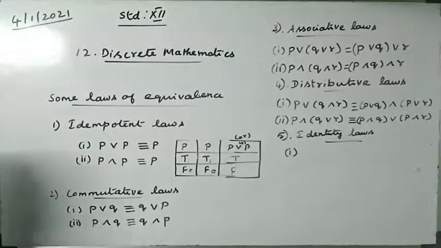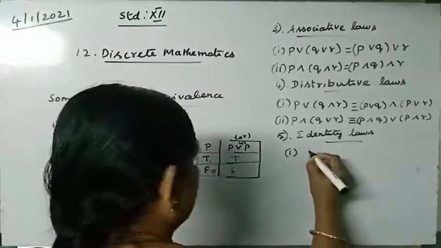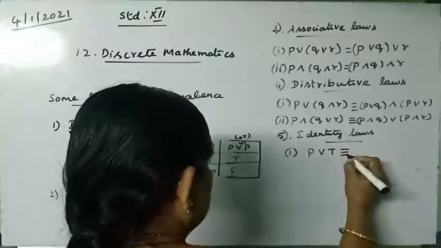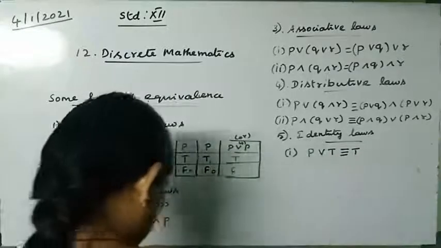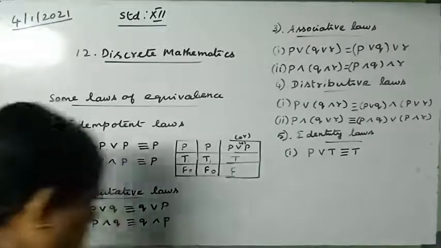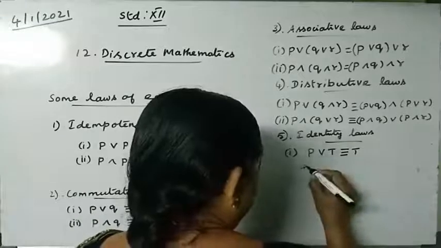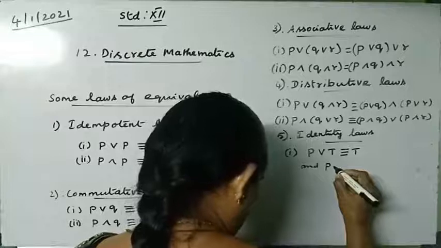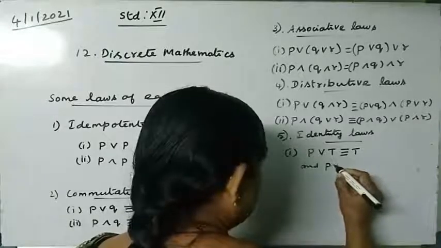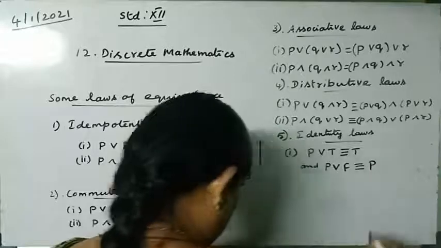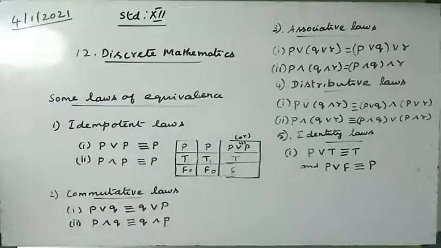So the same way here, P or true, which is equivalent to true. And P or false, which is equivalent to P.